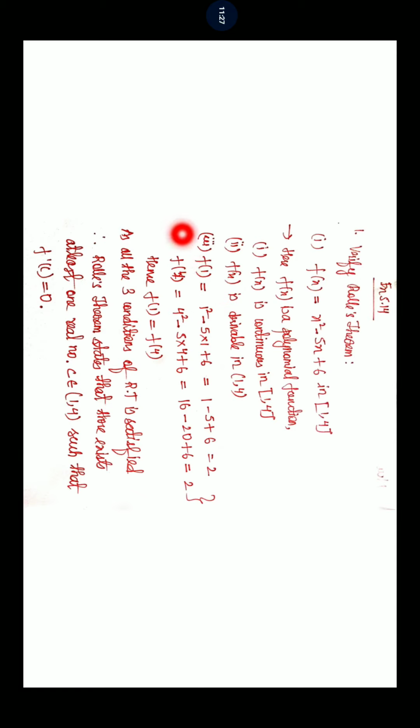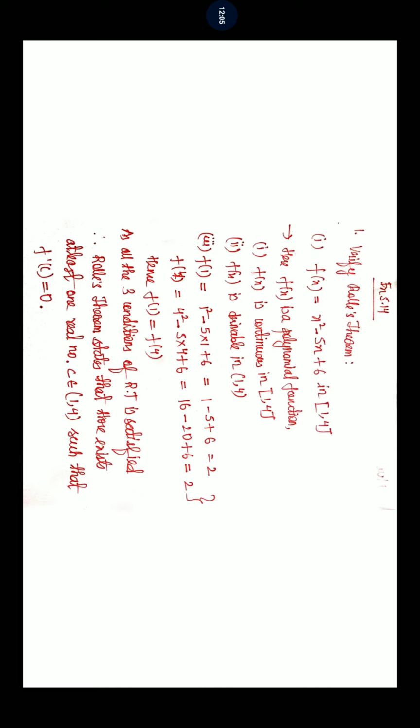So we start with point number 3. Find the value of f(1). Wherever it is x, you put 1 squared minus 5 into 1 plus 6. We get f(1) equals 2. Please check it. f(4) also equals 2. So therefore f(1) equals f(4). As all three conditions of Rolle's theorem are satisfied, Rolle's theorem states that there exists at least one real number c which must belong to the open interval (a, b), that is (1, 4), such that f'(c) equals 0.